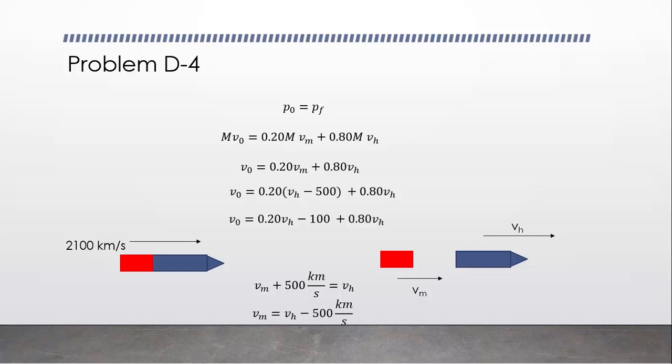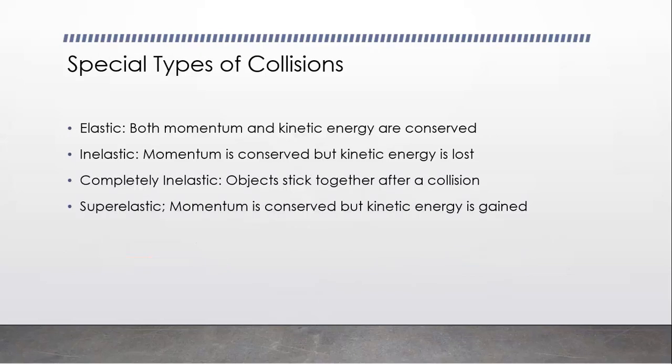At this point we can solve it for Vh. If we substitute that in, 0.2 times (Vh minus 500), which is 0.2 Vh minus 100, plus 0.8 Vh equals V initial. Well, V initial equals Vh minus 100, because I've added 0.2 and 0.8. So V initial plus 100 equals the speed of the hauler. That means the hauler is now moving 2200 kilometers per second with respect to the sun. So that would be how to work out a problem of this nature.